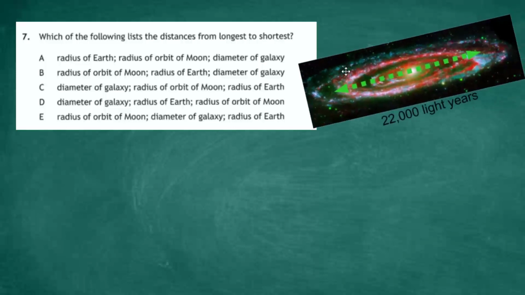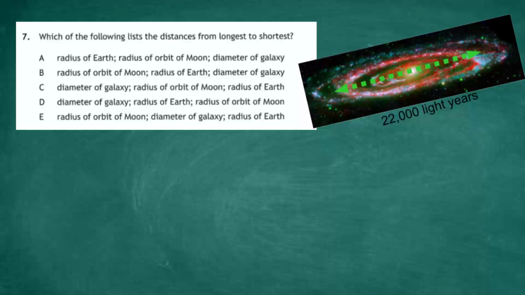Just to recap, we have got a galaxy. You don't have to remember these figures, but it's worth knowing the distances. The diameter of a galaxy is enormous. It's 22,000 light years. It's better to measure it in light years rather than meters. It's so big. If you were to travel from one end of that galaxy to the other at the speed of light, it would take you 22,000 years to get there.